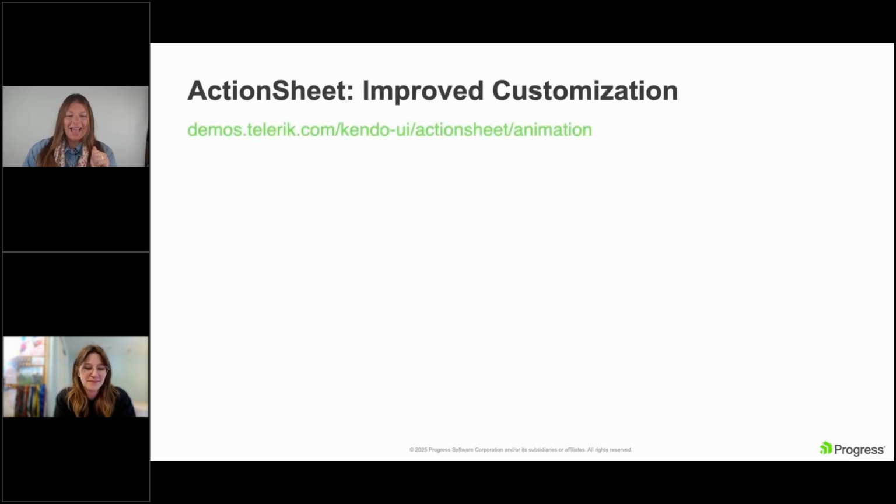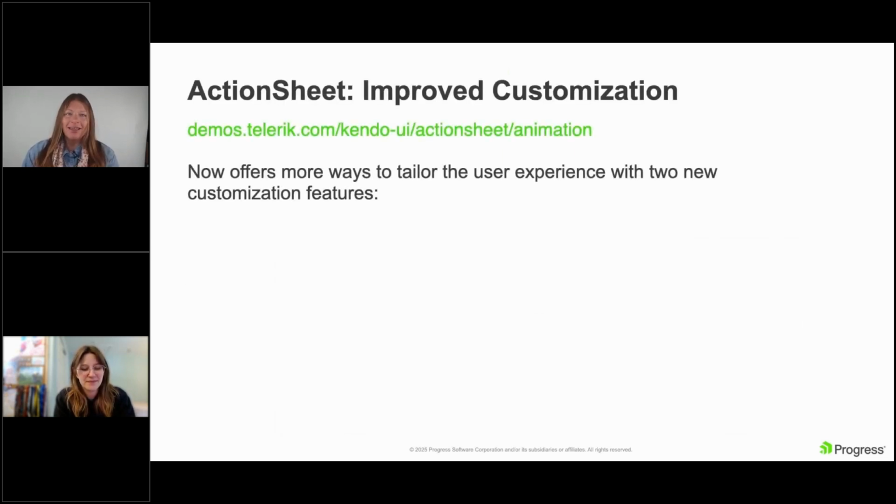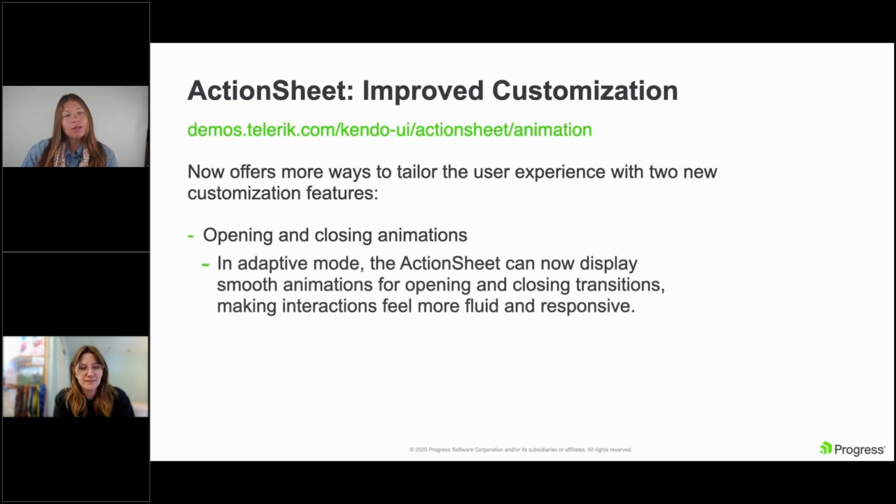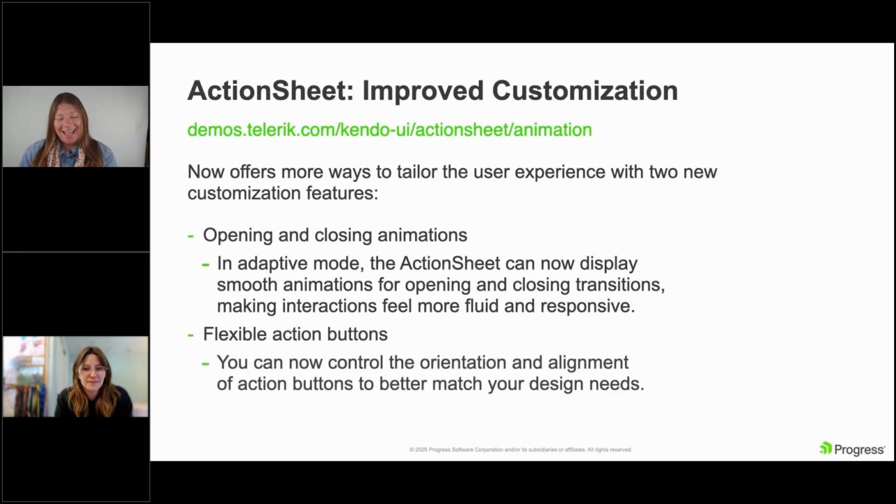The action sheet has improved customization. It just offers more ways to tailor the user experience with 2 new customization features, opening and closing animations, which is very smooth. Reminds me of this conversation we're having about just kind of layering niceties on to make that UX just a little bit better. And in adaptive mode, the action sheet can now display smooth animations for opening and closing transitions, making them feel more fluid and responsive. But then also flexible action buttons. You can now control the orientation and the alignment of action buttons to better match your design needs. So yes, check those out under the action sheet docs in /animation.